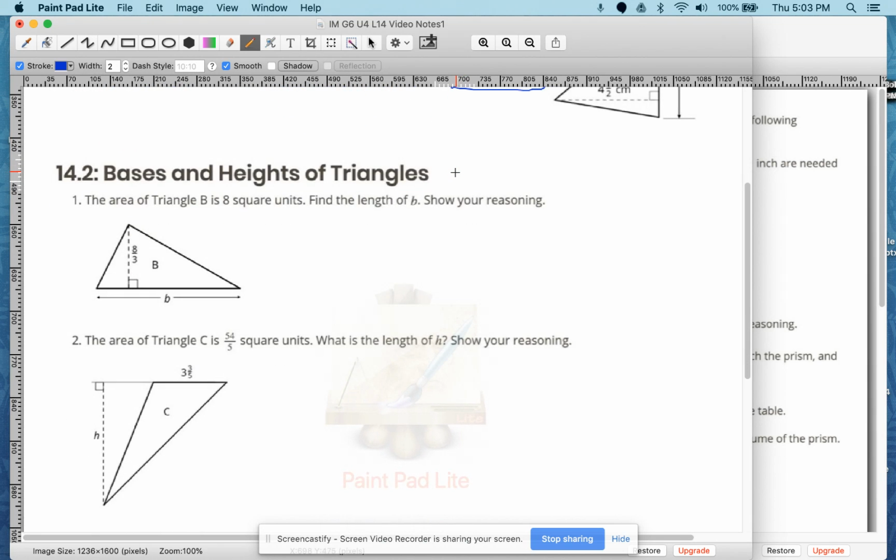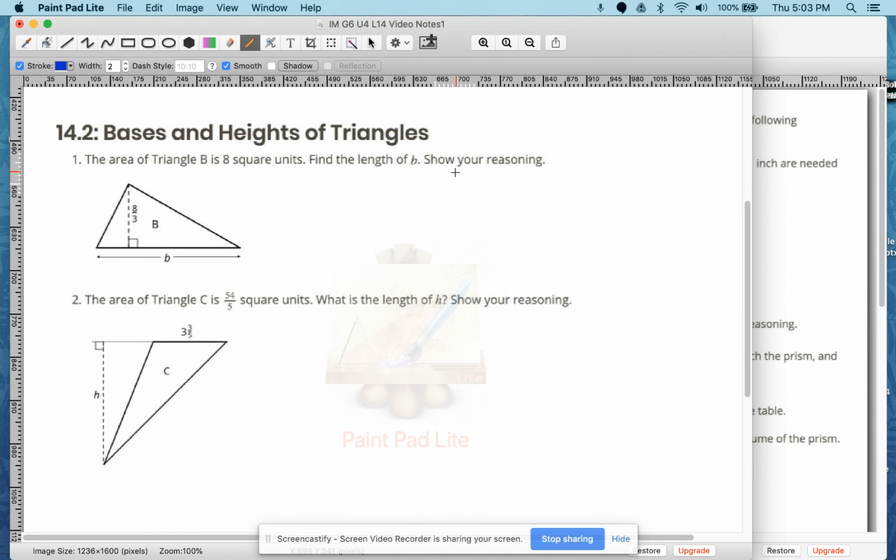And as we move on into the lesson, they're going to give us different bases and heights of triangles, and there's an unknown piece that we'll need to figure out. The first one says the area of this triangle is 8 square units, and they want us to find the length of B. So here's the length of B, that's the base, and they want us to show our reasoning.